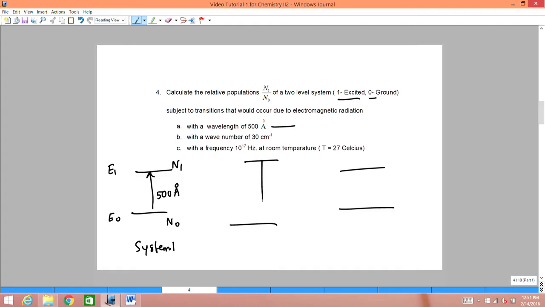This is another system. I am not worried about the scale, but I am simply writing this as system 2, corresponding to a transition of 30 centimeter inverse. This is system 3, except that here frequency is given as 10 to the 17 hertz. Again, the temperature you will find out is irrelevant data for this problem. You are given 3 different units for the energies and you are asked to calculate N1 by N0.